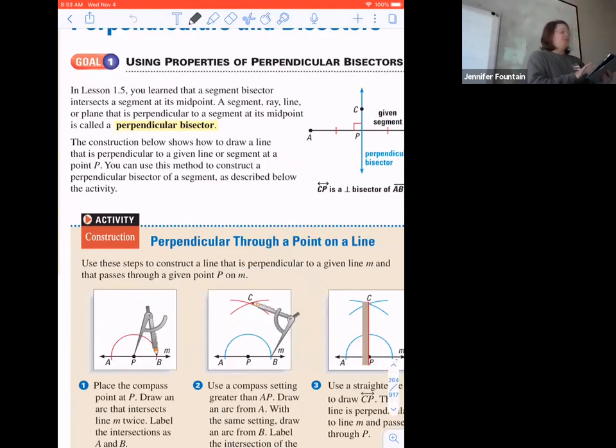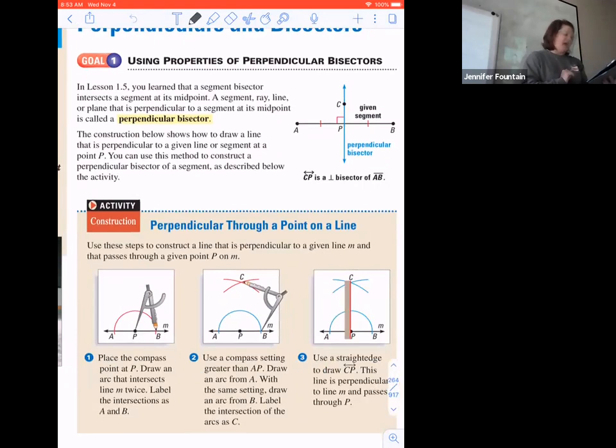Using the properties of perpendicular bisectors. In lesson 1.5, you learned that a segment bisector intersects a segment at its midpoint, okay? So a segment bisector intersects a segment at its midpoint. A segment, ray, line, or plane that is perpendicular to a segment at its midpoint is called a perpendicular bisector. Again, that's a segment, a ray, a line, or a plane that is perpendicular to a segment at its midpoint is called a perpendicular bisector.